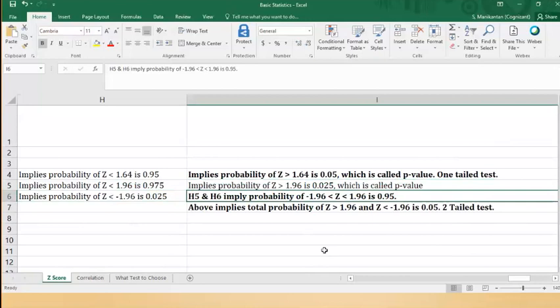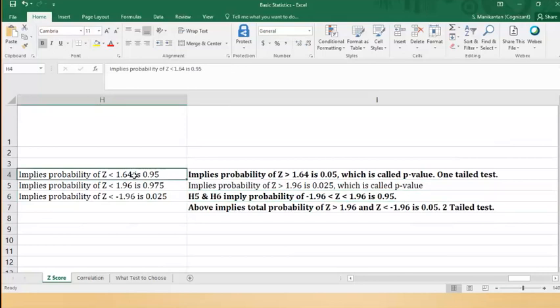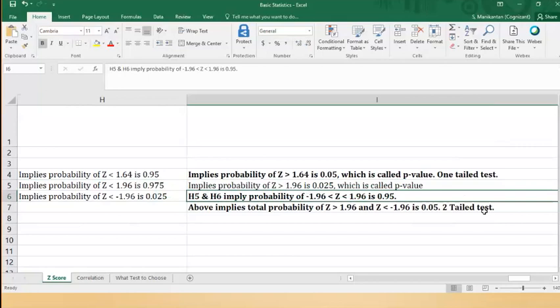So you can compare these two. The probability of z being less than 1.64 is 95%, and the probability of z falling between minus 1.96 and plus 1.96 is also 95%. The first one is used for a one-tailed test, the second one is used for a two-tailed test. I'll show an example for both one-tailed and two-tailed tests. Now let's go to the example.